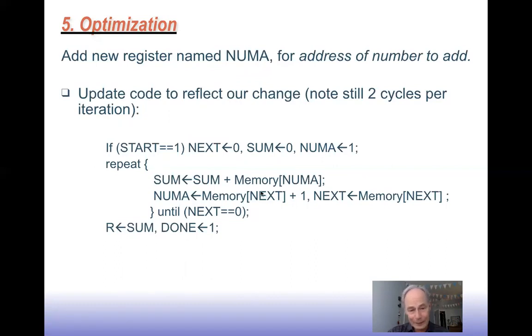And then on the next cycle, we can load from the memory at the location next, which was the next value, add 1 to it and put that into NUMA. So we can pre-add to next and put that in NUMA. At the same time, we can deposit the new next value into the next register. And then once again, we just repeat that until next gets equal to 0. Right, so we've balanced the additions here. This cycle is going to have 1 addition, this cycle is going to have 1 addition.